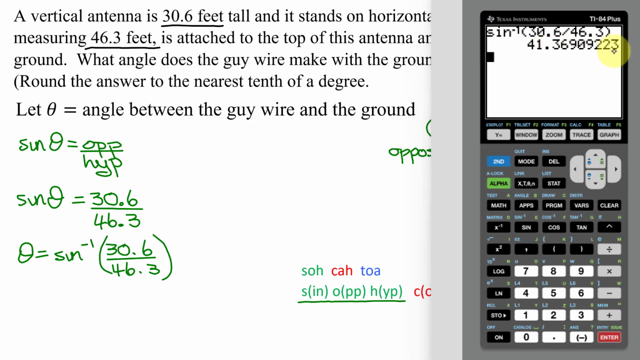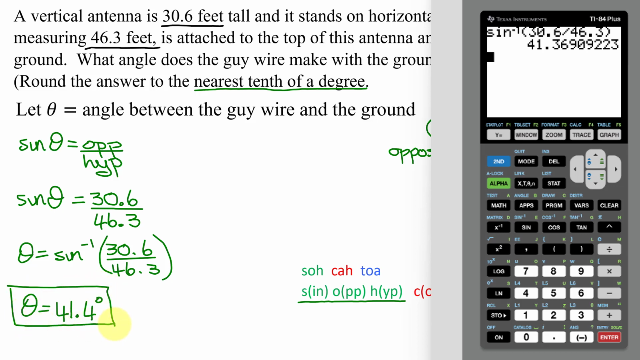Here is my answer. I need to round to the nearest tenth of a degree. That's the position of the 3. The 6 is going to round that 3 up to a 4. So theta equals 41.4 degrees. So the angle between the guy wire and the ground is 41.4 degrees when I round it to the nearest tenth of a degree.